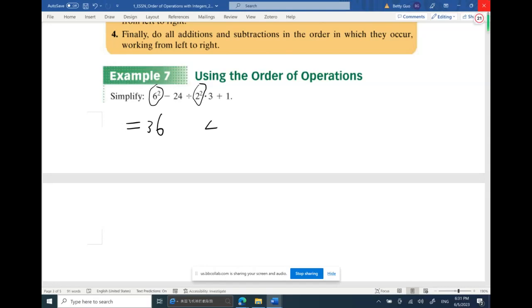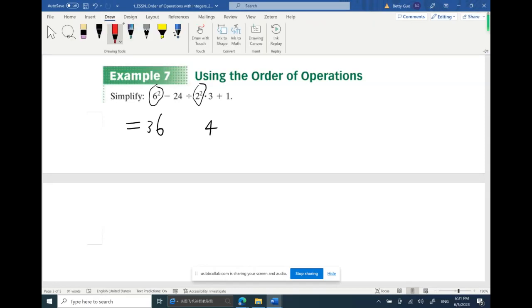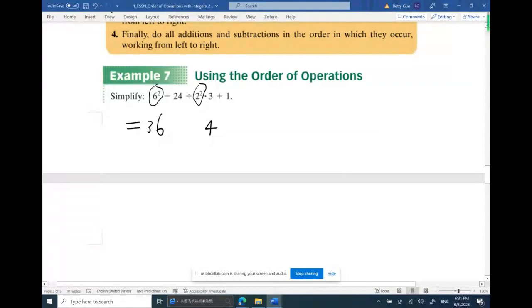And then I'm going to copy everything else. There's no reason to change everything else, so I'm going to just bring everything else down: minus 24, divided by, times 3 plus 1. You're going to do the same thing. The only thing that has changed is we evaluated 6 squared and 2 squared. Everything else remains the same. We copy exactly what they are.